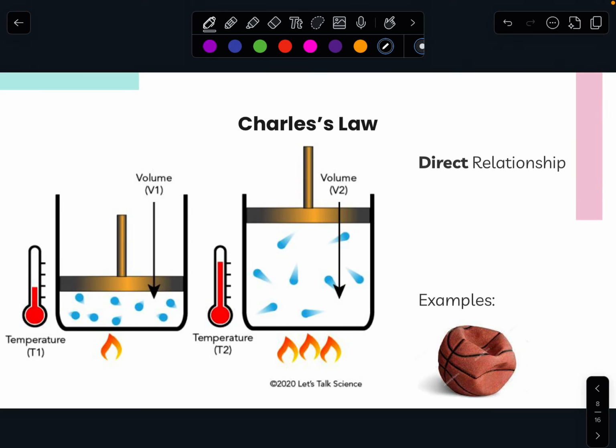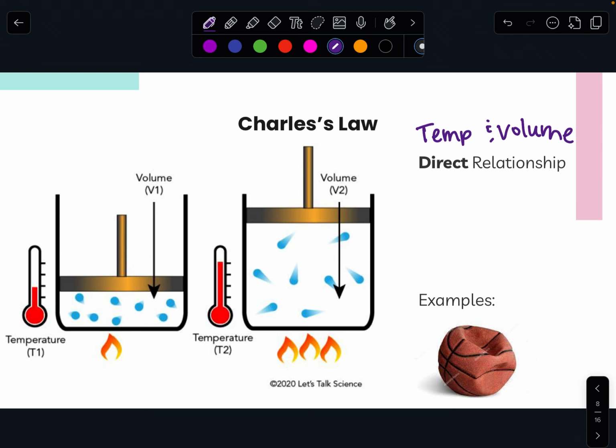So the first law that we're going to review is Charles's law. This law specifically talks about temperature and volume. So we're assuming that we're not changing anything with the pressure. We're only looking at temperature and volume. And these have a direct relationship, meaning that they move in the same direction.